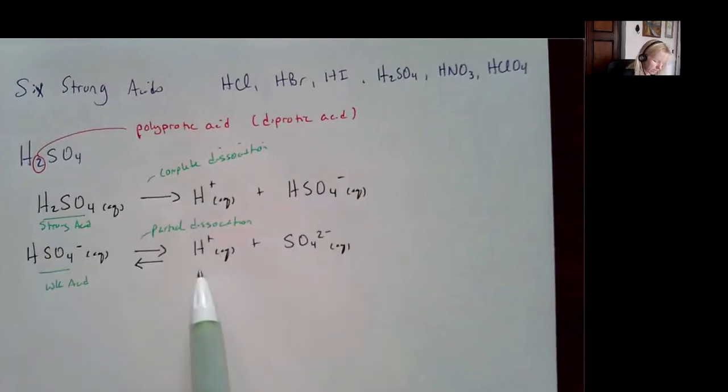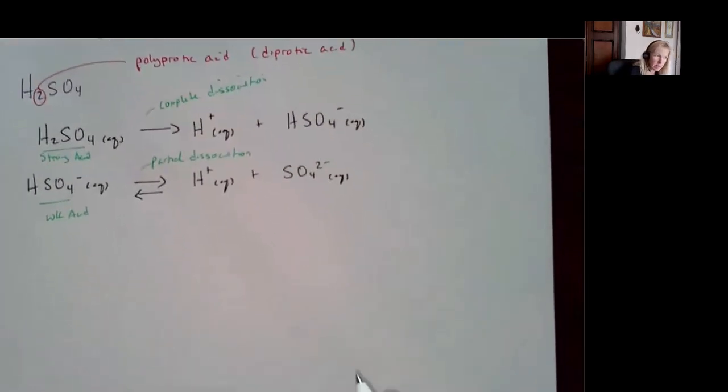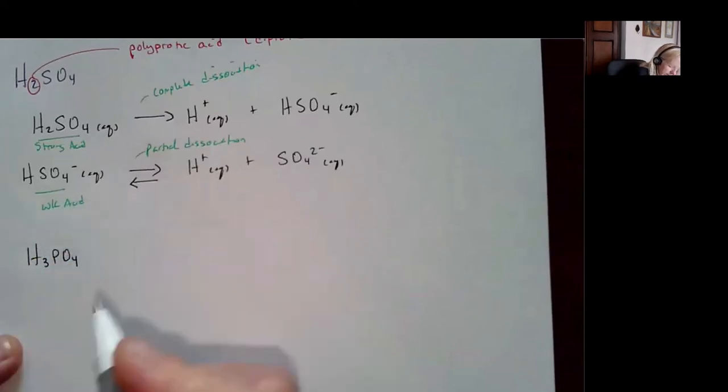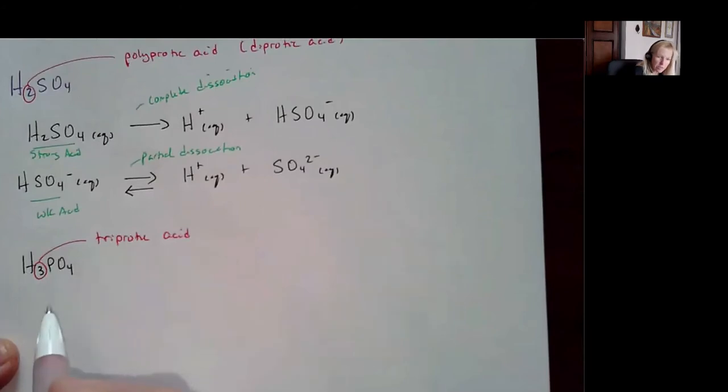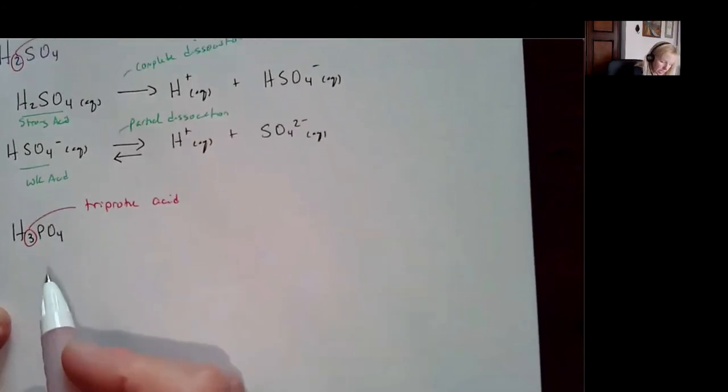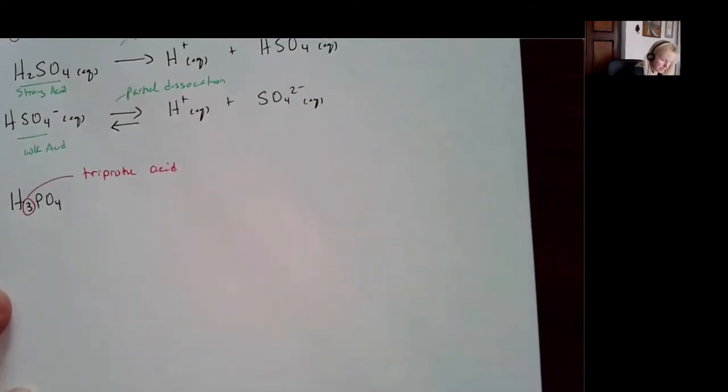The second event is a weak acid, and you're going to have this equilibrium, and you're going to have a Ka for this. If I look at something like phosphoric acid, H3PO4, this is a triprotic acid. So I have 3 ionizing hydrogens here. This is a weak acid from the get-go. So each of these steps is going to be a weak dissociation.